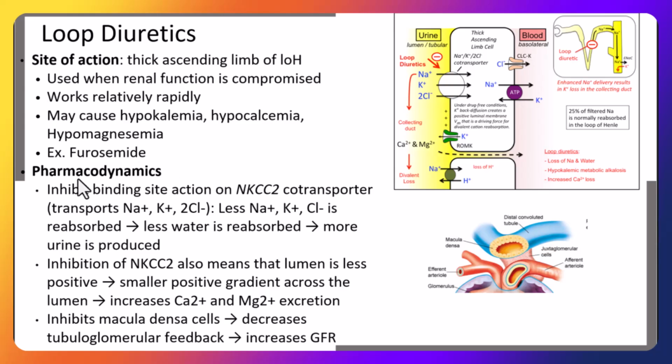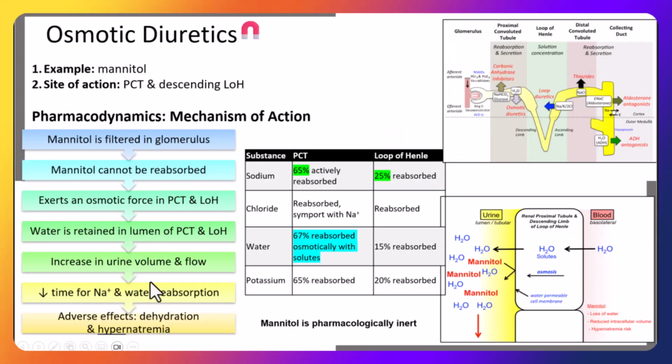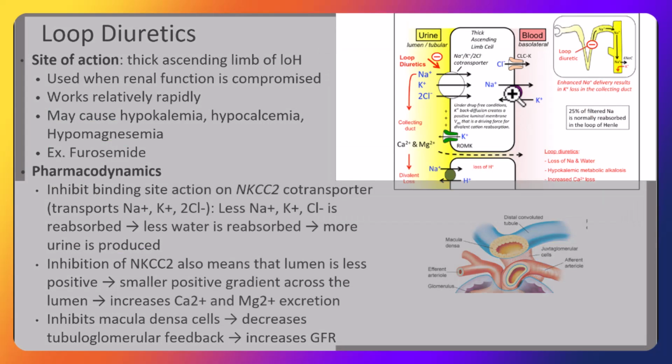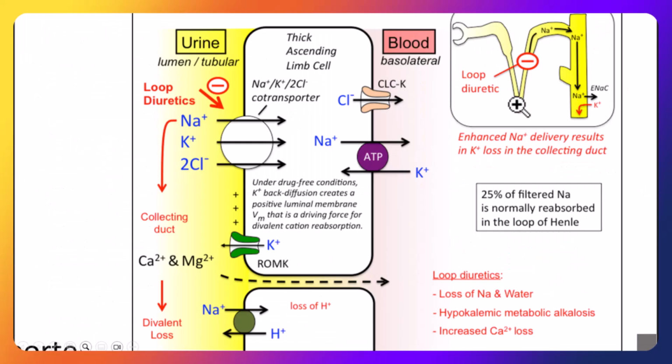The example that I would like you to know that is a loop diuretic is furosemide. Let's look at the pharmacodynamics, and that's really the mechanism of action, and that's what was listed here as well. So what exactly is the drug doing to the body? I'm going to zoom into this really great diagram.